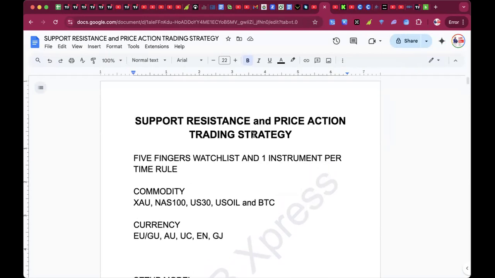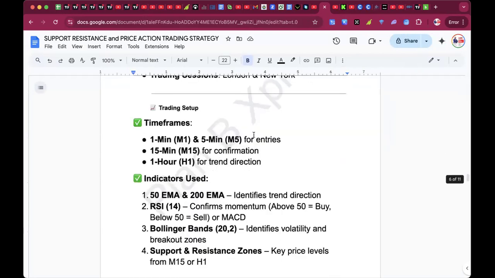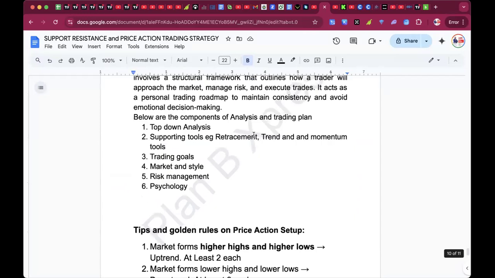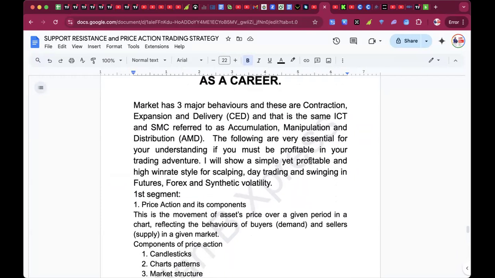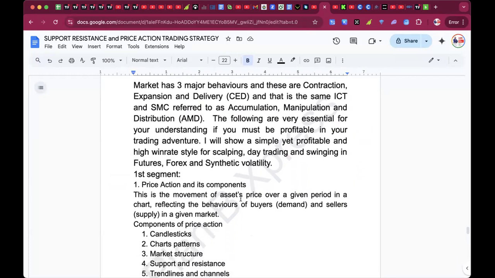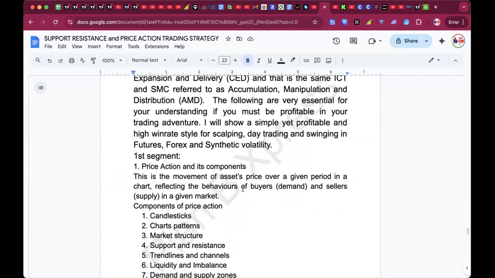But in the post, just to give clarification, I'm going to go straight. There are a whole lot of things you need to learn about this, but there are a few things. We say the market has three major behaviors: contraction, expansion, and delivery, and what ICT or SMC refer to as accumulation, manipulation, and distribution. The following are very essential for your understanding if you must be profitable in your trading adventure. So I will show a simple yet profitable, high win rate style for scalping, day trading, and swing trading in futures, forex, and synthetics.